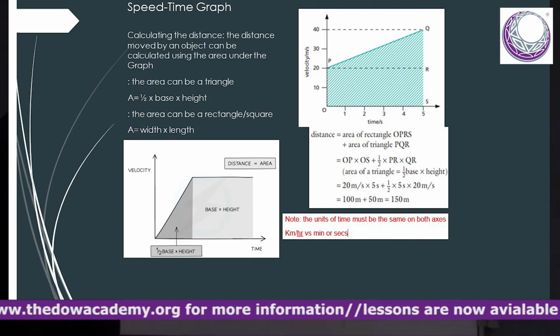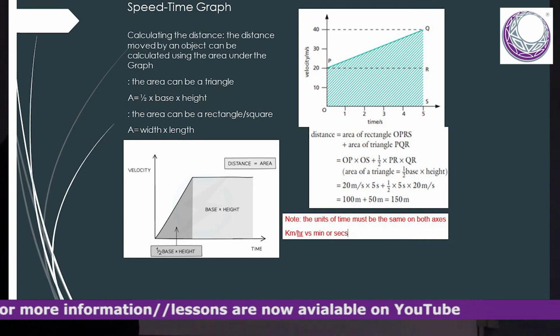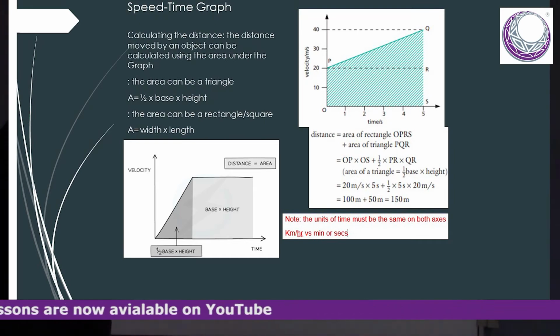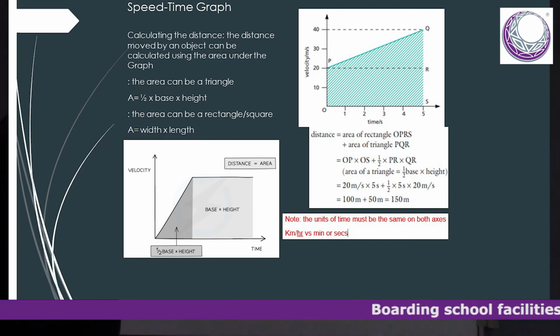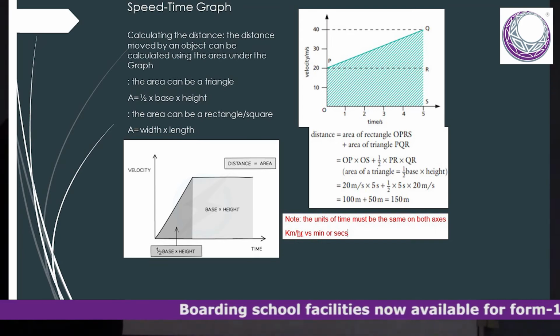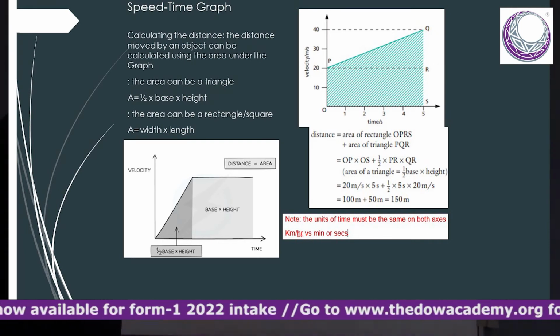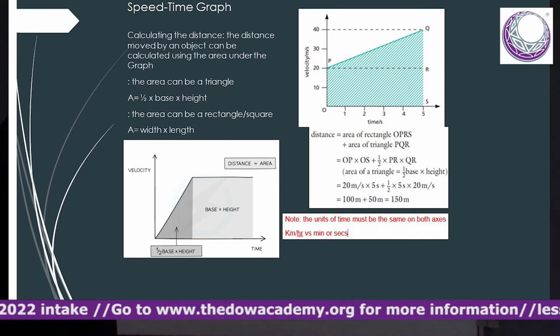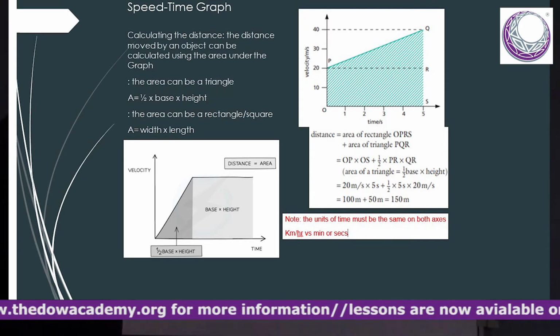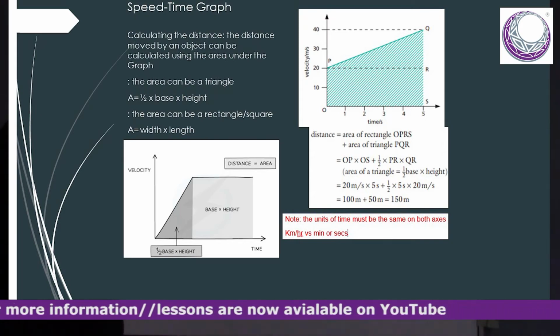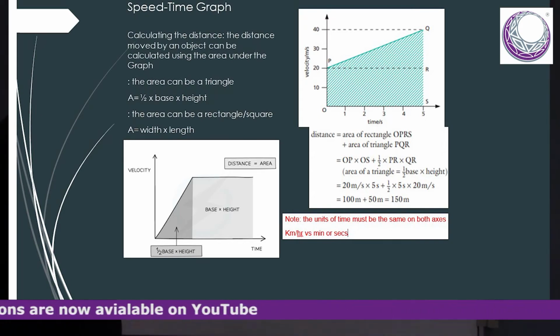Right, a key thing to note here, especially for the extended option, is the change in the units. You need to note that the units of time must be the same on both axes. Here we have meters per second on this axis, and on this side we have seconds, so the units are the same, seconds, seconds. We work it as it is.